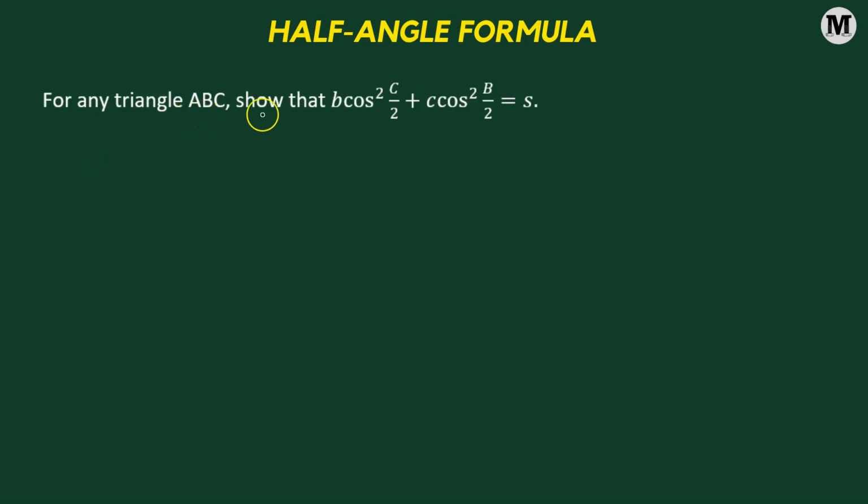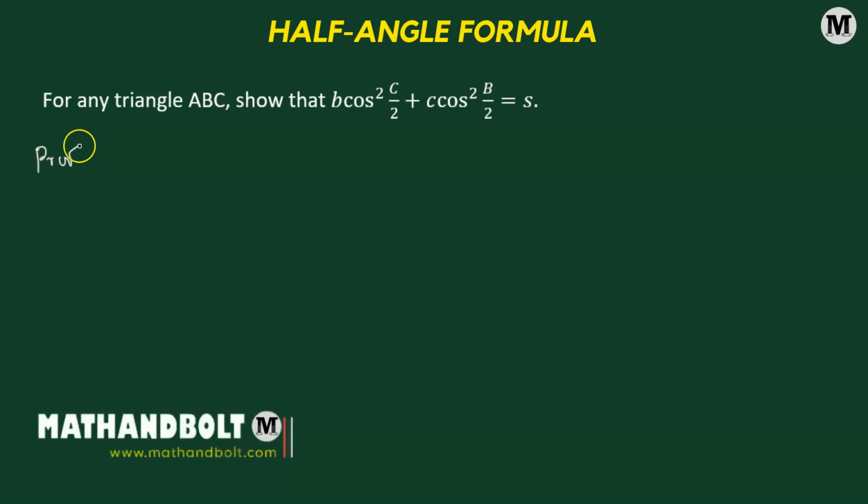For any triangle ABC, show that b times cosine squared C over 2 added to c times cosine squared B over 2 equals s. Okay, let us begin. But first, let's try to understand the terminologies first.